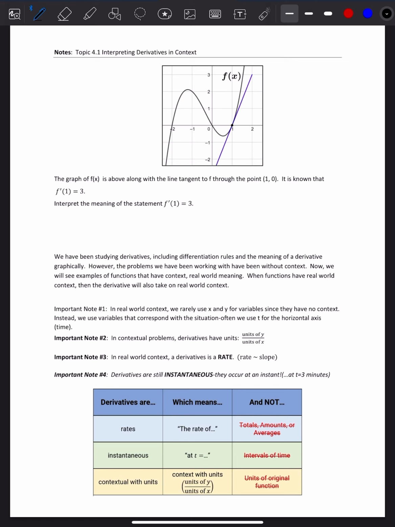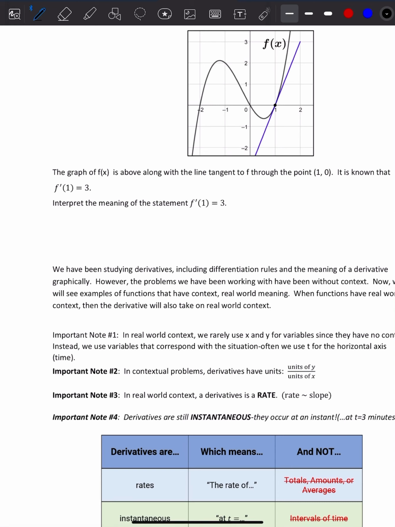So if we were given a graph of f of x, and we have a tangent line through the point (1, 0). It's known that f prime of 1 is equal to 3. Interpret the meaning of the statement f prime of 1 equals 3. So f prime of 1, the big thing that we need to remind ourselves is that derivative is slope. So we know that the slope at x equals 1 is equal to 3. Without more information than what's on here, like any context involved, we can't really take out anything more than that. We just know that this is what represents as our slope.